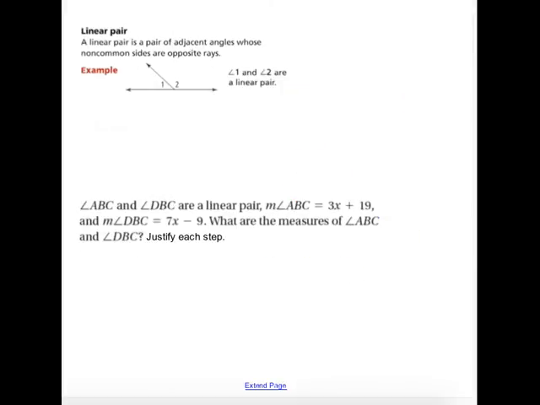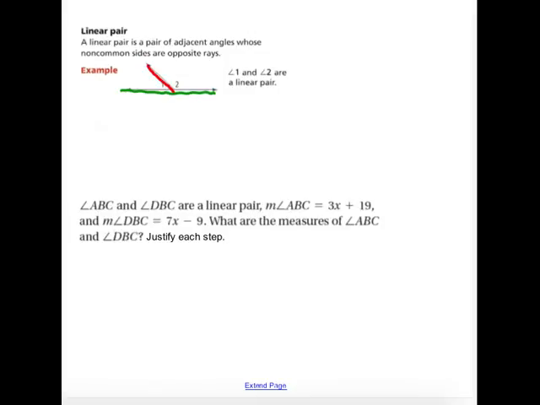Linear pairs. A linear pair is a pair of adjacent angles, so next to each other, whose non-common sides are opposite rays. So they share this common side, right? That's in both angles. So the non-common sides are the ones that make the line. Okay? So angle 1 and angle 2 are a linear pair.